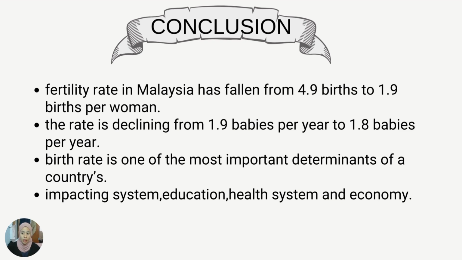For the conclusion, the fertility rate in Malaysia has fallen from 4.9 births to 1.9 births per woman, which is below replacement level. It can be concluded that the rate is declining from 1.9 babies per year to 1.8 babies per year. The birth rate is one of the most important determinants of a country's population growth, potentially impacting policy decisions about the health system, education, and economy. That's all from us.